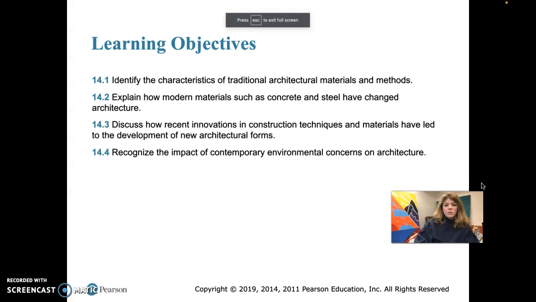We're going to be talking about the characteristics of traditional architectural methods and materials. We'll talk about how modern materials such as concrete and steel have changed architecture, and we'll talk about recent innovations in construction techniques and materials and how that has developed new architectural forms. And then we'll also talk about environmental concerns and how those new environmental concerns have impacted modern architecture.